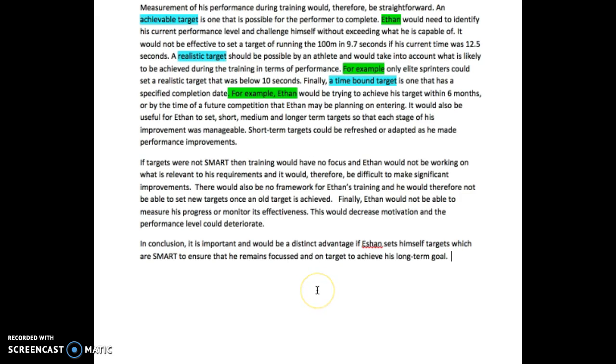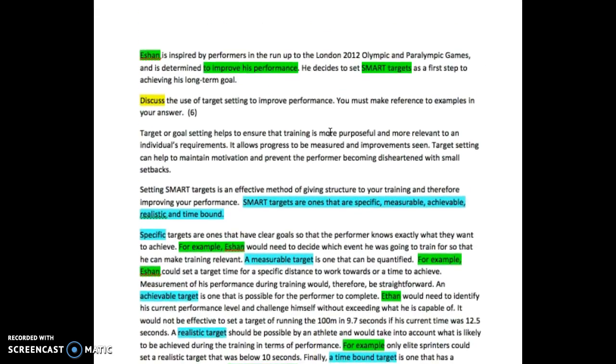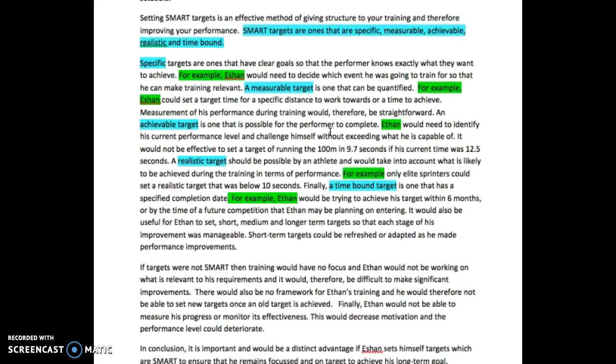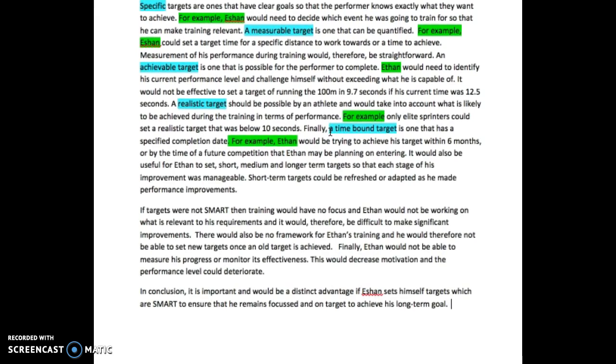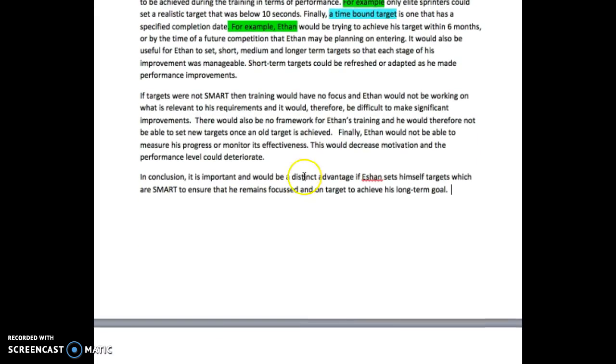In conclusion, it's important and would be a distinct advantage if Ethan sets himself targets which are smart to ensure he remains focused and on target to achieve his long-term goal. Dead straightforward. This may be more text than you would have time to put in, but you can see the concept of what would get you a full 6 out of 6.